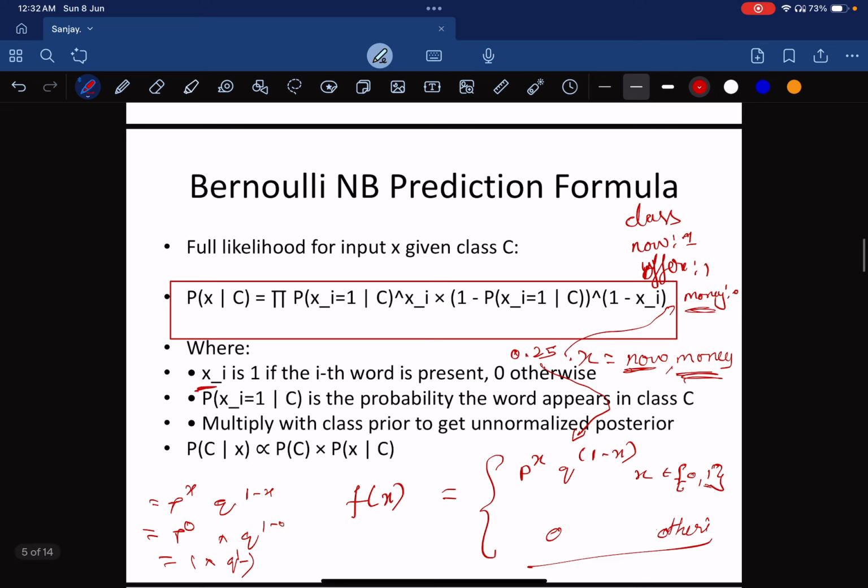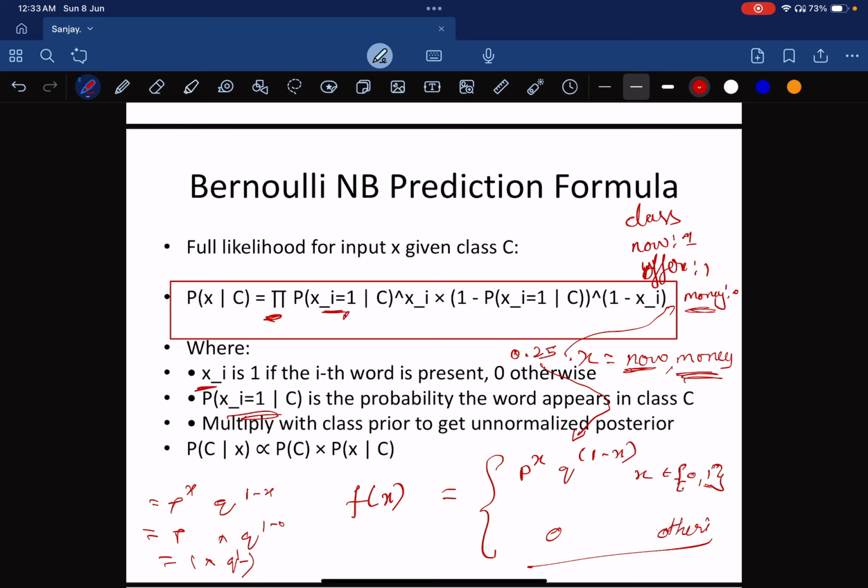This is x of i. You know the x of i is the probability of two cases, like present or not present. But in the machine learning model, there are n number of features, right? So we put i and we multiply them, like there are n number of features. We need to iterate them, so we use big pi here. It is similar to summation, but in the summation we add them, but in the big pi we multiply them.